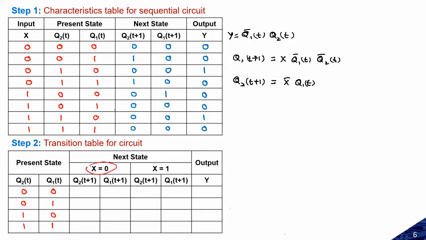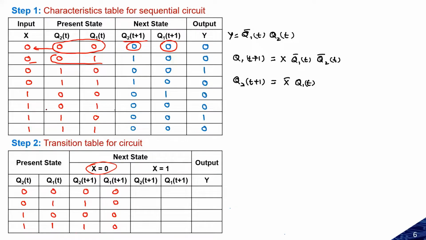If you see here, I have x equal to 0. So if Q2 Q1 is 00 and x is 0, in that case Q2 t plus 1, I am getting 0, and Q1 t plus 1, I am getting 0. So 0 and 0. Next one is Q2 and Q1 is 01 and x is equal to 0. So that will become 10. Okay, 00 and 10. So this is the table for x equal to 0.